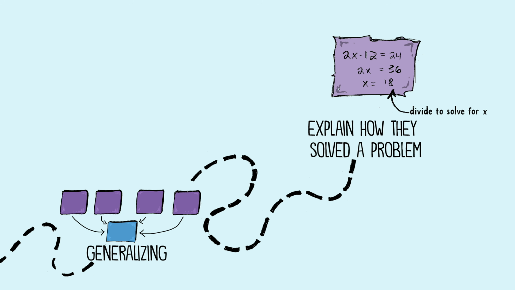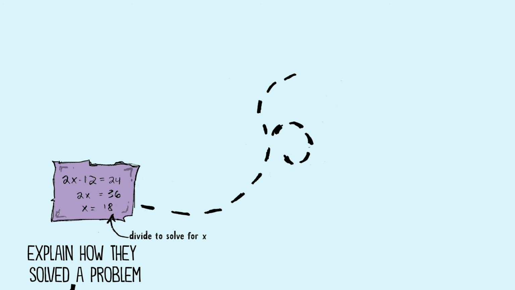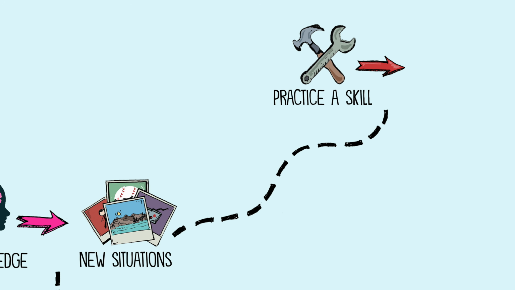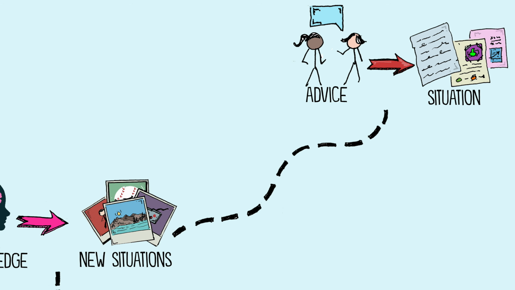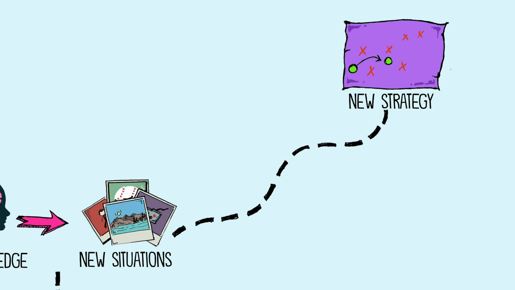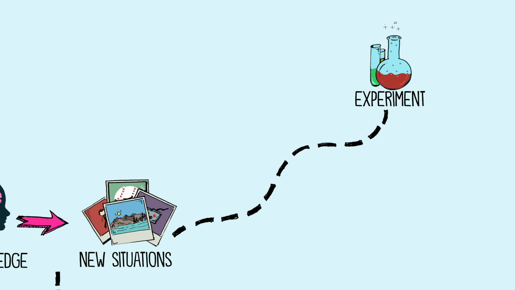Which leads to the next phase, which is apply. Here, students use prior knowledge in a new situation. It might involve practicing a skill in a new context, or students might provide advice in a given scenario. They might use rhetoric to improve a technique in speech, apply a strategy to a new problem, or carry out a test in a science experiment.